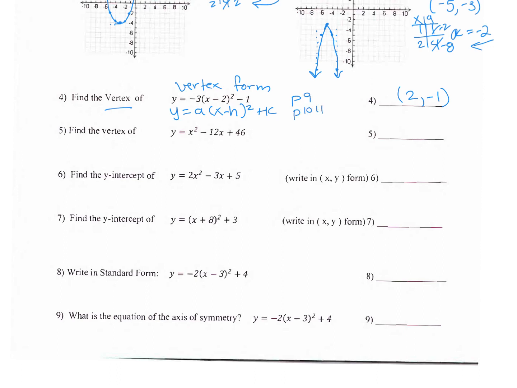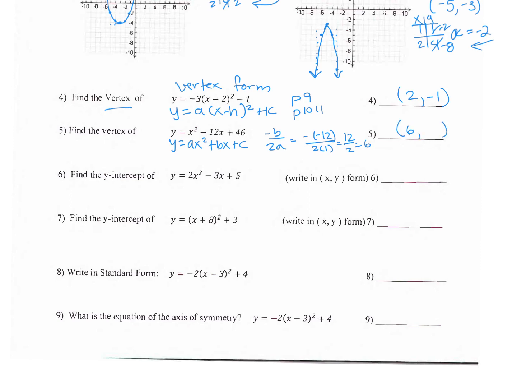So now finding the vertex of standard form, I have to do a little bit more work. So this is the one where this is y equals ax squared plus bx plus c. And to get the x coordinate of my vertex, I use my negative b over 2a. And so in this problem, that's negative negative 12 all over 2 times 1. So it's 12 divided by 2, or 6. So the x coordinate of my vertex is 6.